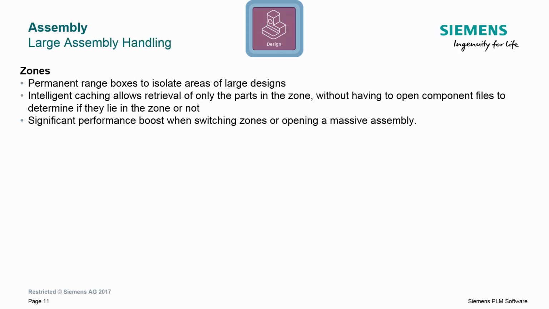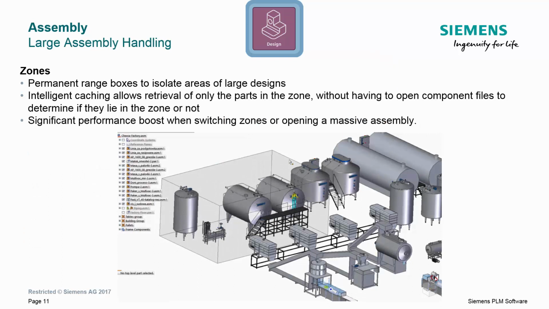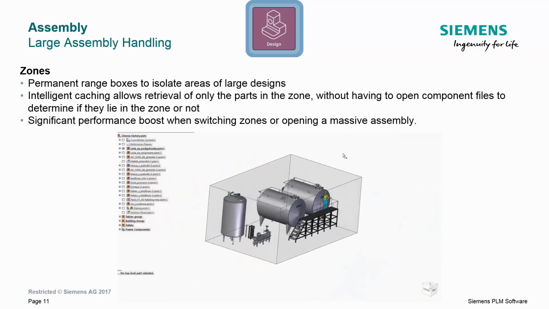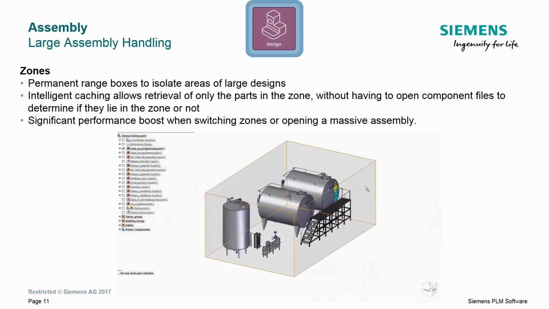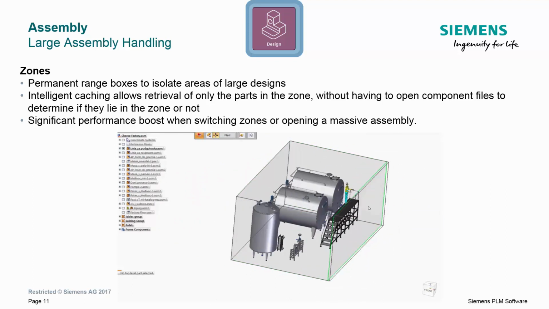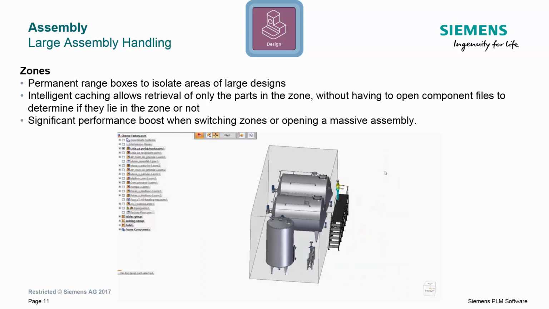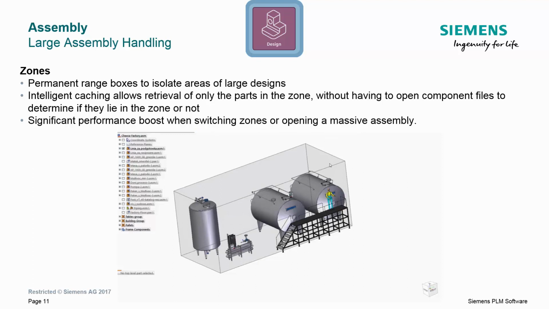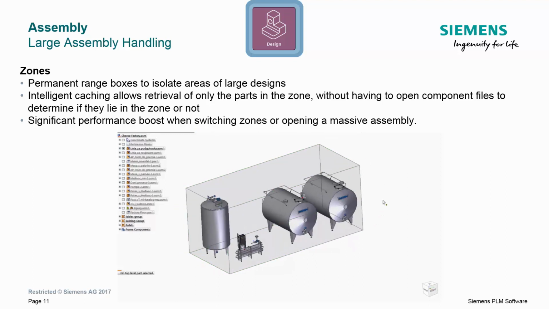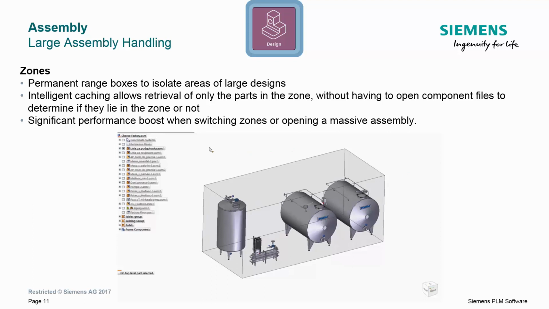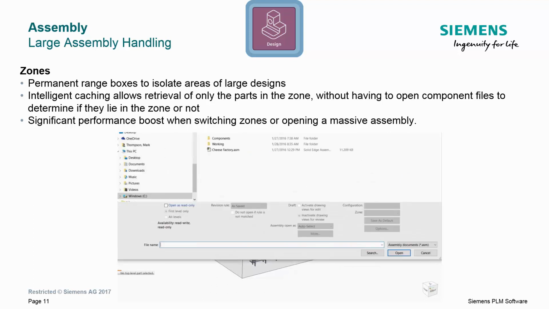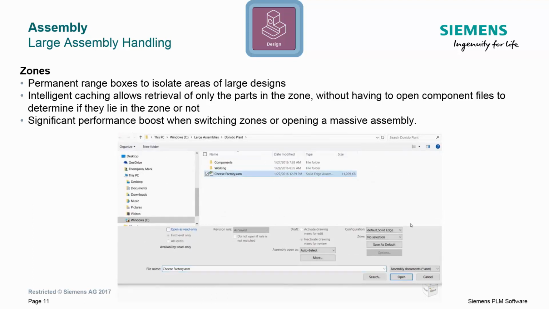First up, zones. Zones make working with large assemblies even more manageable and add to improved performance. Zones allow designers to define a permanent range box to isolate areas of large designs they are responsible for. It doesn't matter whether the parts included in the zones are part of the same assemblies or sub-assemblies. As long as they're in the viewing area of the zone box, they'll be shown. Once created, using zones to open large assemblies is a great way to access a specific section without needing to fully load the entire assembly.